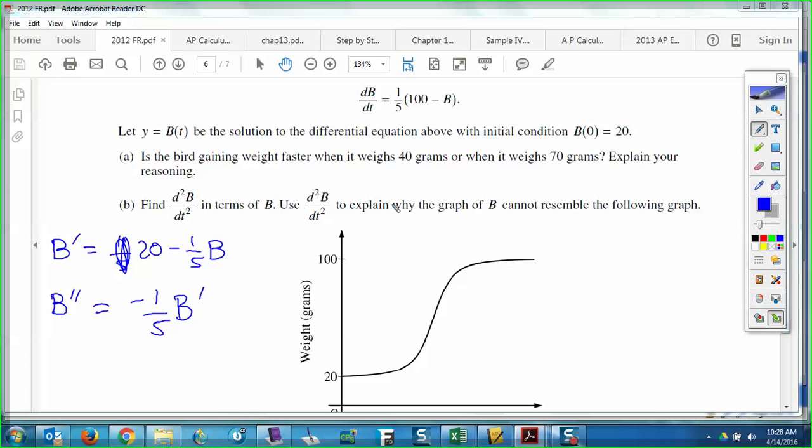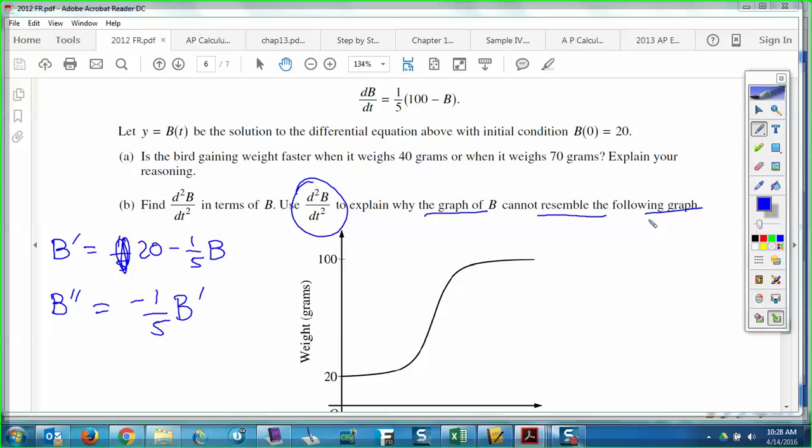All right, now, use that to explain why the graph of b cannot resemble this graph. Now, one reason we could say it's not that graph, the weight's not the graph, because we said, when's it growing the fastest? At the beginning, and then it levels off, right? Well, is this one doing that? From a common sense standpoint, it looks like the weight's pretty flat for a while, then it goes up fast, and then it levels off, and it doesn't look like that's what this one's doing. But that's not good enough. They want us to use this second derivative to explain why this can't be that graph.